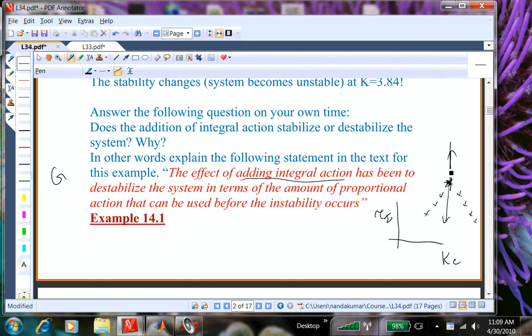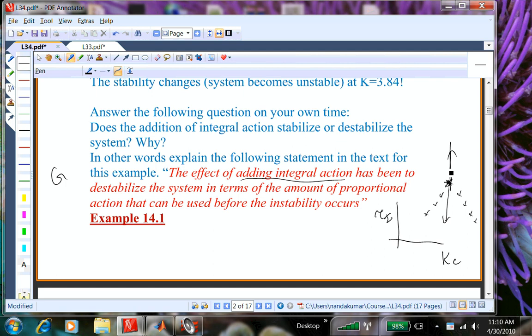Now I'm going to redo the same thing. I'm giving you the G, but with a different value of tau I. Tau I is becoming smaller and smaller. For each value of tau I, you can plot that root locus and pick up the value of Kc where it becomes unstable. Right? So that value of Kc, is it going to be smaller than the previous one or larger than the previous one? That's what they are saying here. That's what I want you to understand.